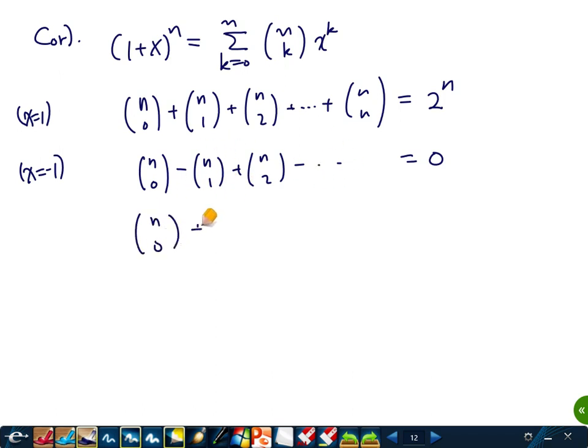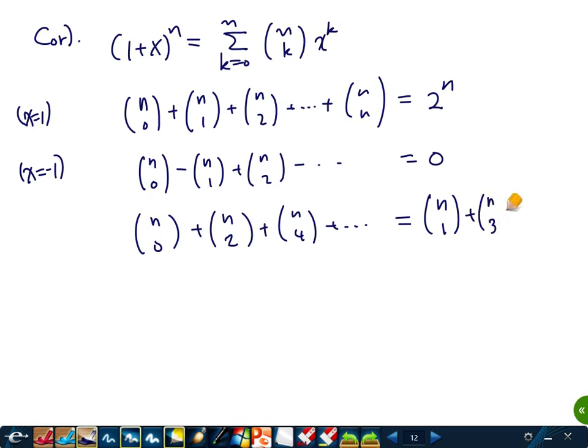Then what this means is that the sum of all binomial coefficients with even numbers at the bottom equals the sum of all binomial coefficients with odd numbers at the bottom. So it continues until it reaches the n. Okay? It's fine.